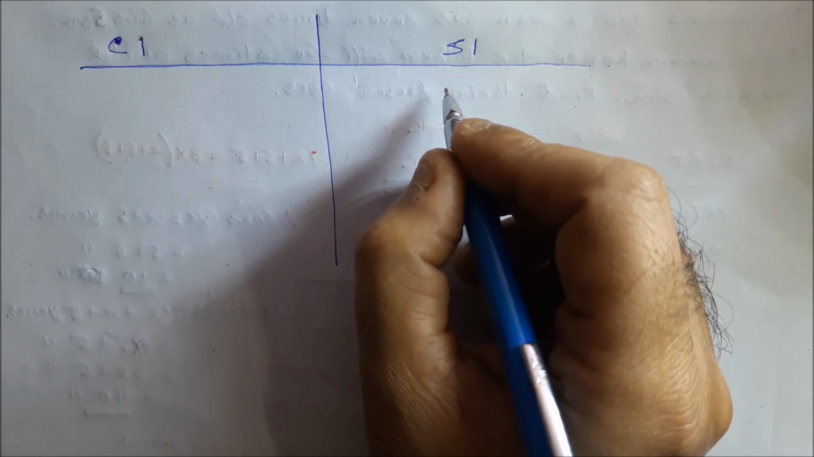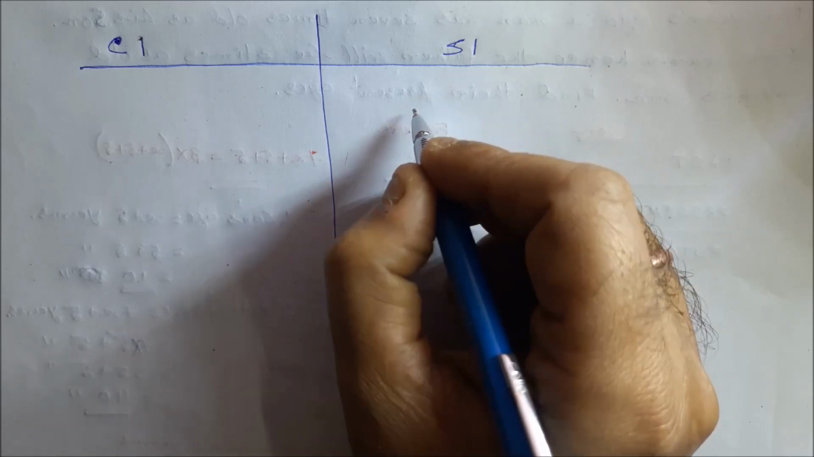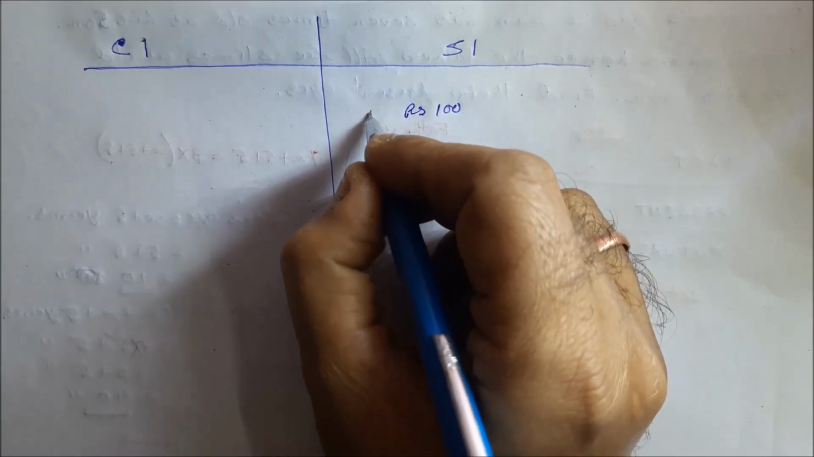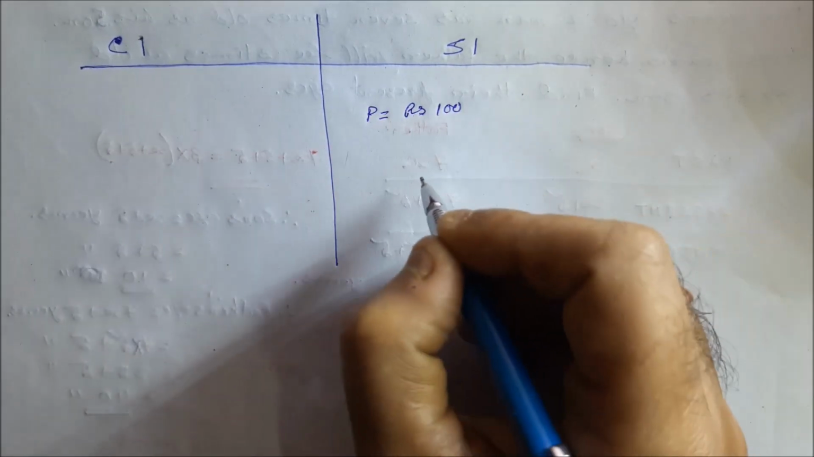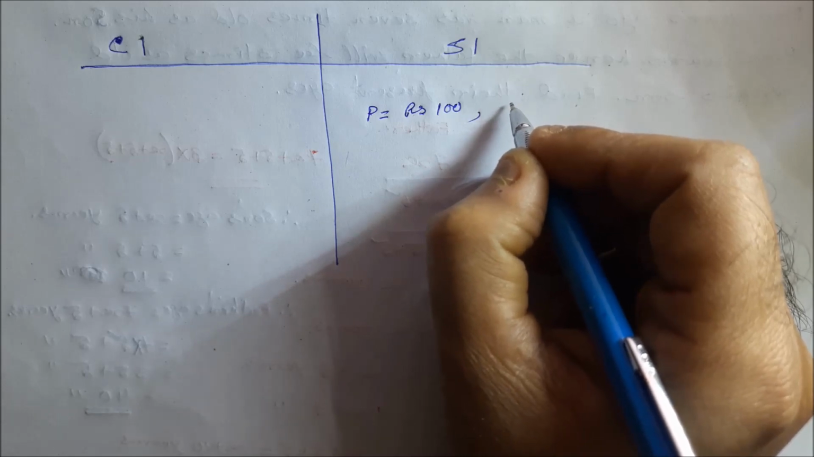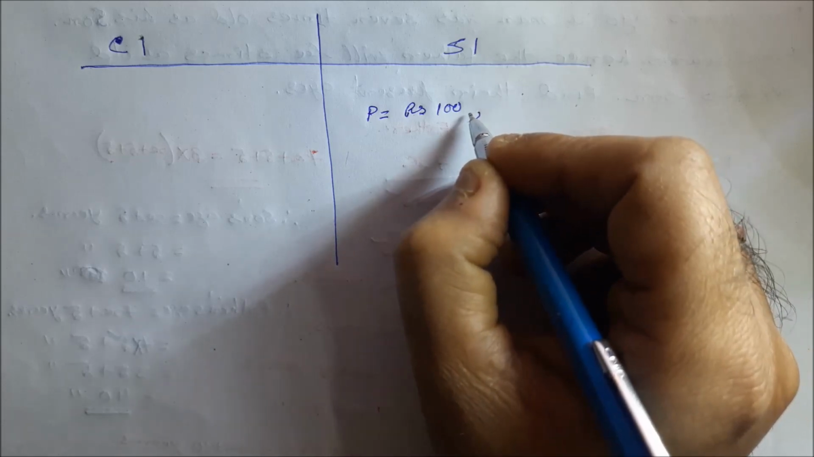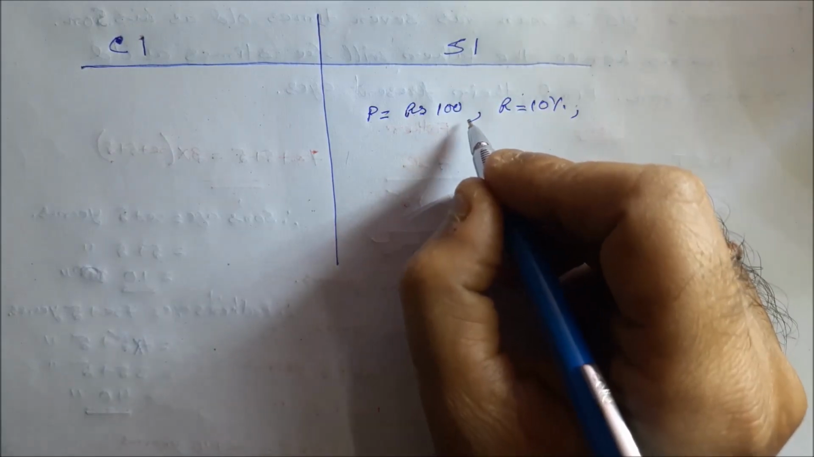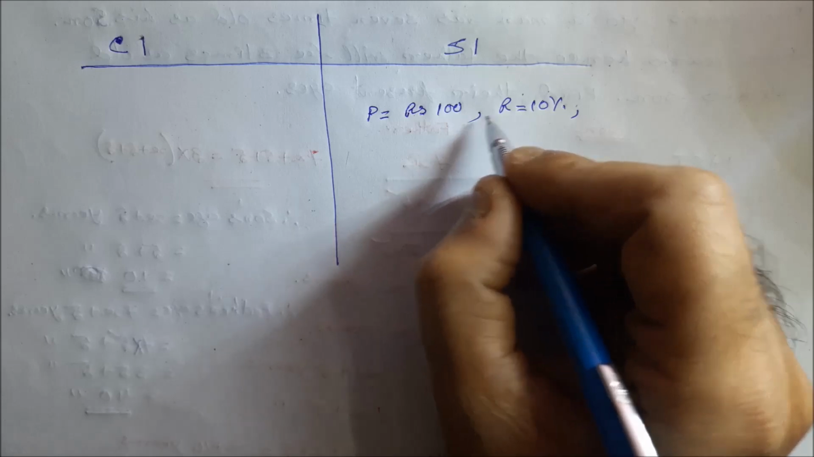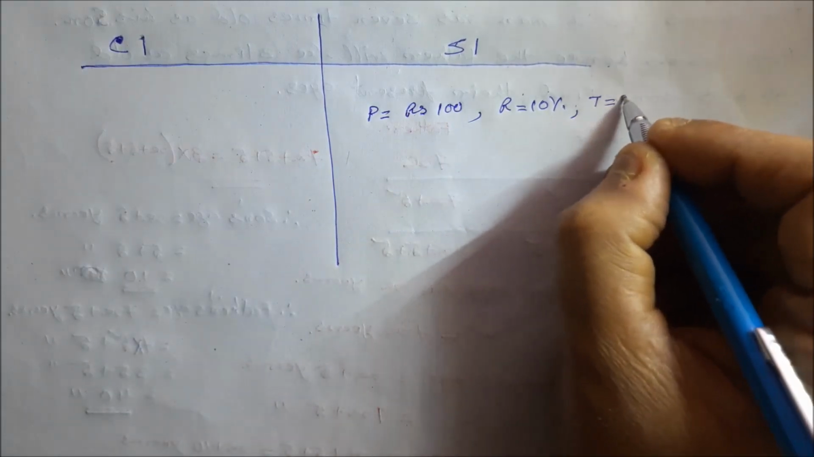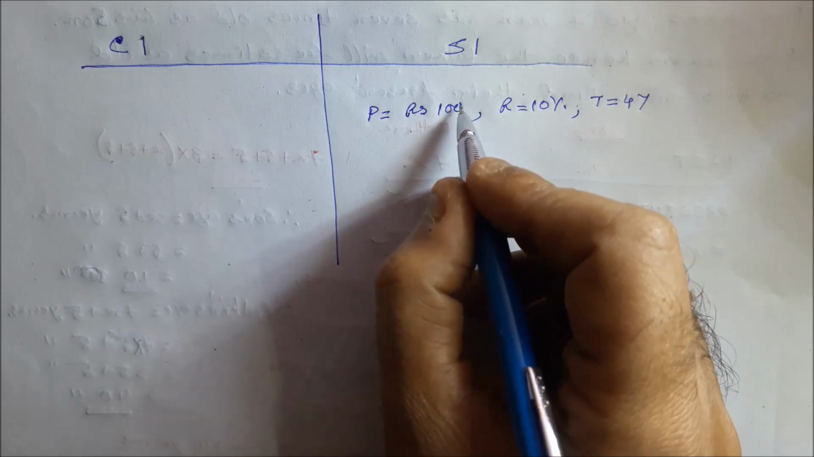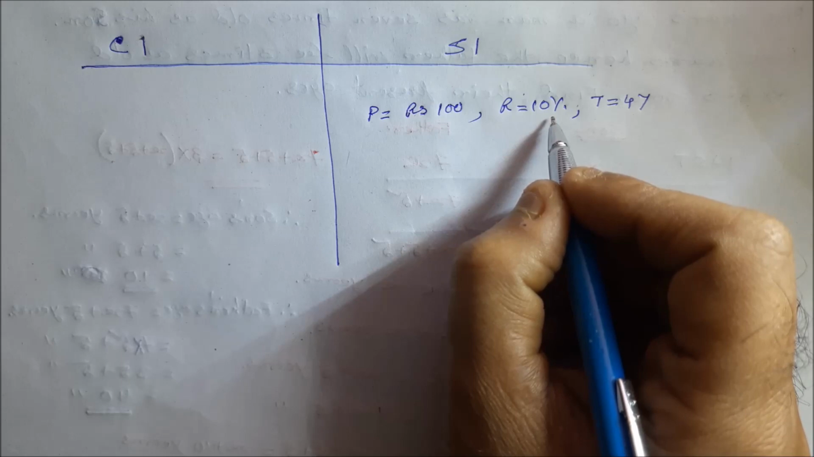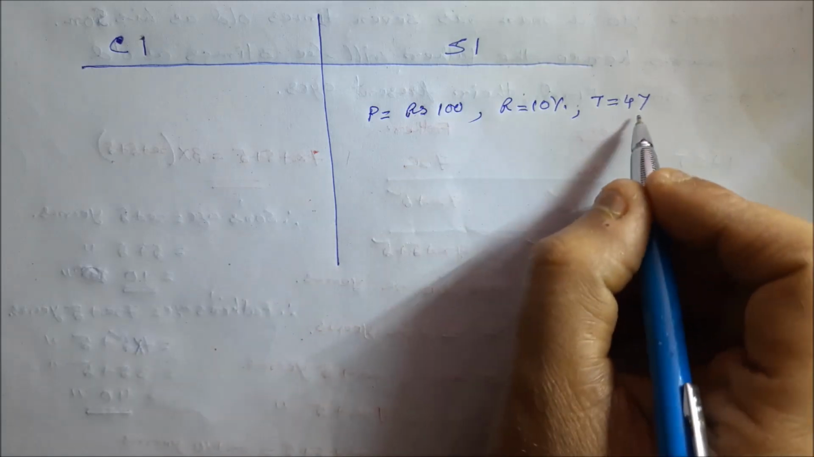Let us understand the concept of simple interest by using an example. Suppose you have deposited rupees 100 in a bank. So, this must be the principal. Suppose the bank is giving 10% interest on this particular deposit. So, rate must be 10%, and you have deposited this amount for 4 years. So time is equal to 4 years. So you have deposited rupees 100 in a bank and the bank is providing 10% interest and you have deposited that amount for 4 years.